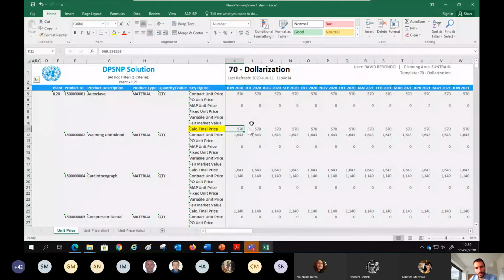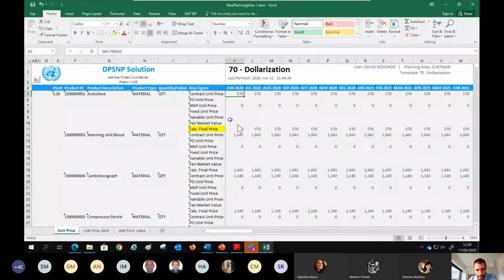Now, how is this calculated final price determined? That is where we have to look at the rest of the key figures. For this product, for example, we have the contract unit price. This contract unit price is coming from production data. So this product might be included in a contract that has this price, for this particular entity. So the price of this autoclave, however you pronounce it, is $570 per unit. Okay.